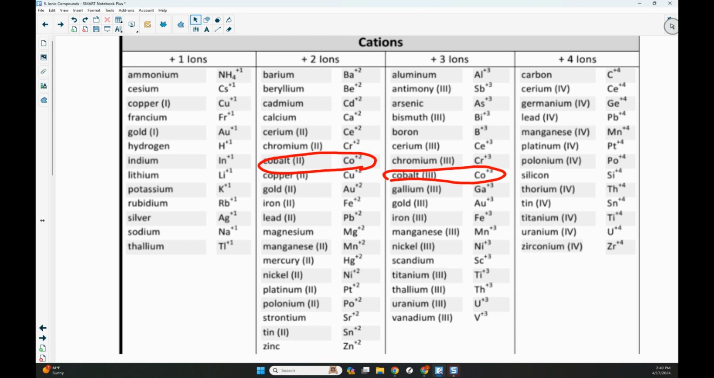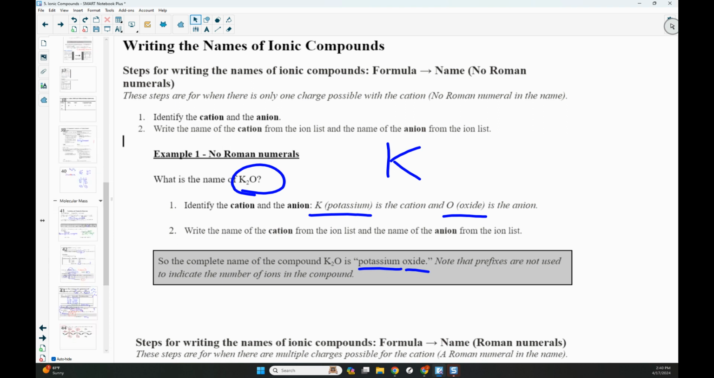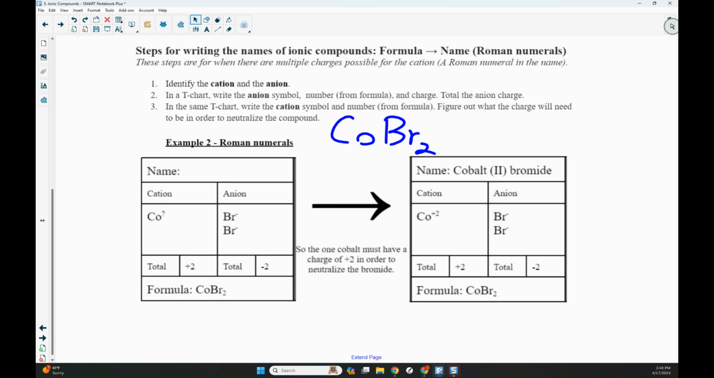So let's go back to the example now. Again, I want to remind you, we didn't need to do this for the previous example because there was no Roman numeral. But for this one, we're going to have to figure out which one it is. Cobalt with a +2 charge or cobalt with a +3 charge. So basically what we have is we know that it's going to be cobalt something and bromide. We know that that is going to be the name. We just got to figure out which Roman numeral goes in here. Are we clear on the challenge at this point?